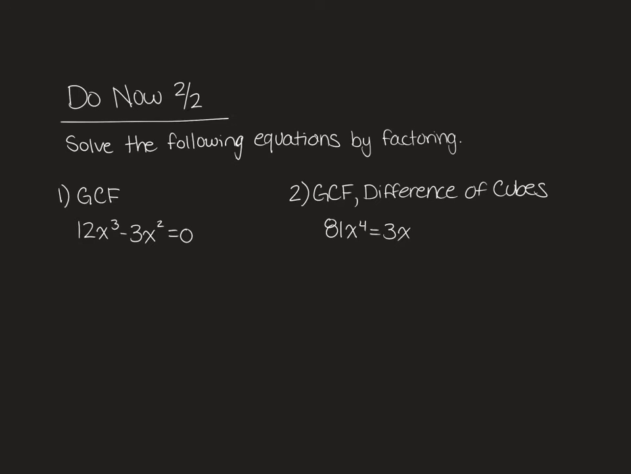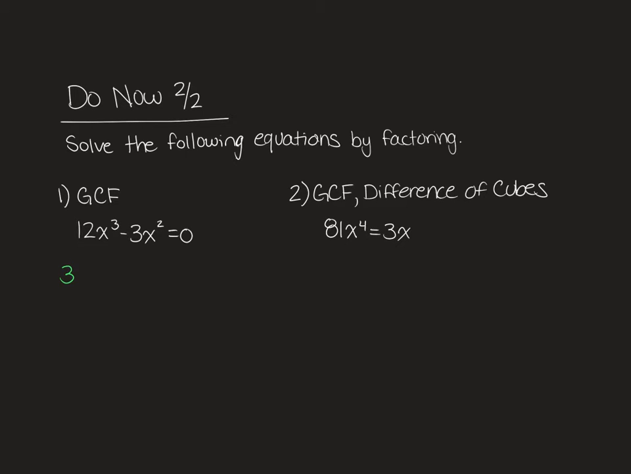Alright, so this do now, we need to solve the following equations by factoring, and I've given you the methods that you will need to use to factor. So for number 1, you just need to use the greatest common factor. So look at your numbers, 12 and -3, and think of a number that will go into both of those. The largest number will be 3.